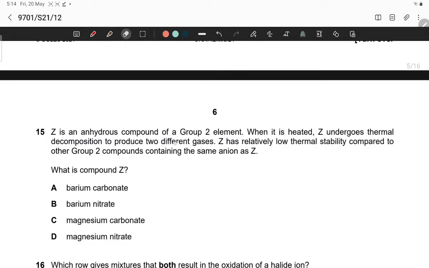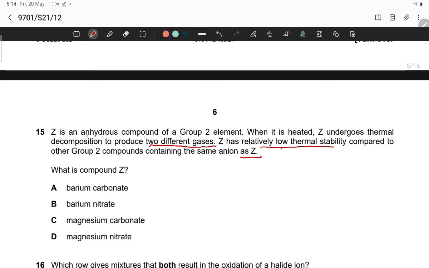Calcium nitrate is a neutral salt, so this is also incorrect. Z is an anhydrous compound of a group 2 element. When it is heated, Z undergoes thermal decomposition to produce two different gases. Z has a relatively low thermal stability compared to the other group 2 compounds containing the same anion as Z.